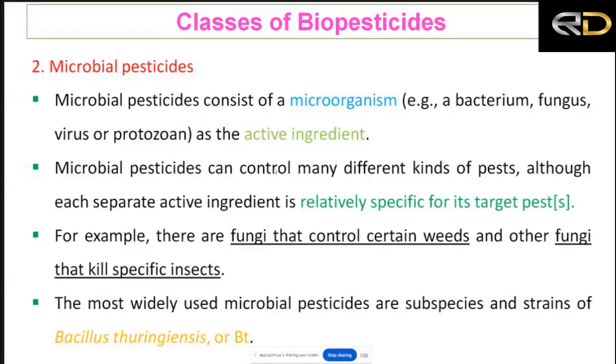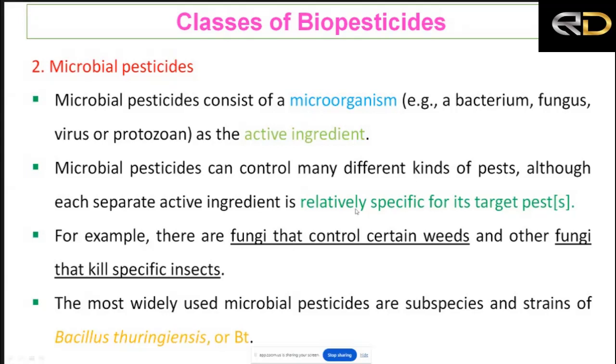Another class is the microbial pesticide. Microbial pesticides are another form of biocontrol agents. They consist of a microorganism as an active ingredient, which we apply. For example, if some fungi can control certain weeds, then we will apply that fungus to wipe out that weed.